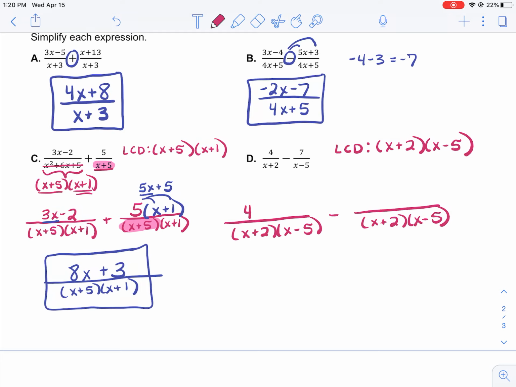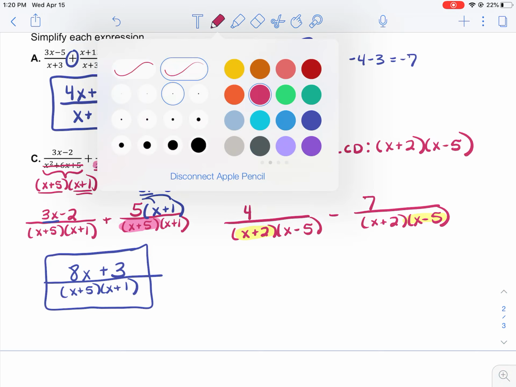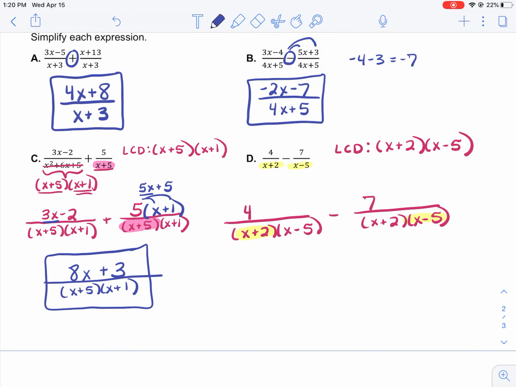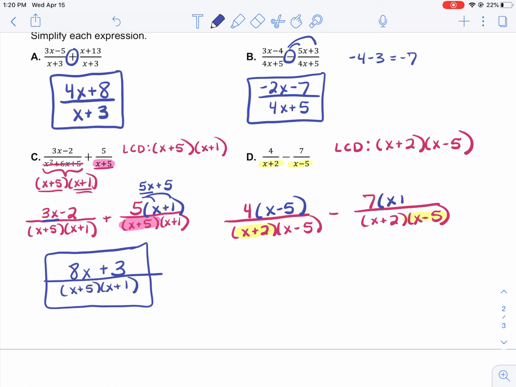I'm going to put my original numerators back up on top. Now, if we look at our original denominators and our new denominators, we've got to figure out what we did to the original to get the new. So for the first fraction, we multiplied the bottom by x minus 5, so we need to multiply the 4 by x minus 5. And for the second fraction, we multiplied the bottom by x plus 2, so we need to multiply the top by x plus 2. And so now I'm ready to combine.